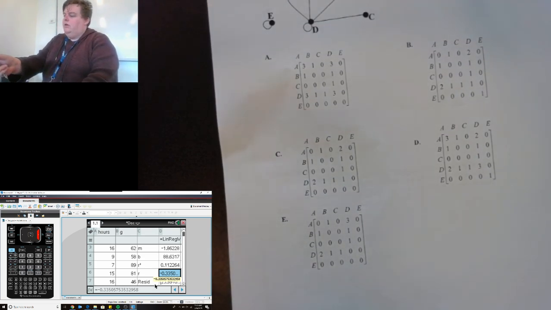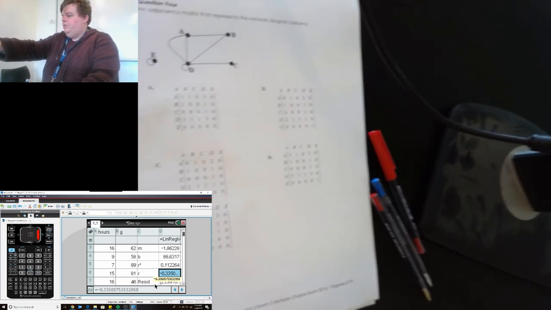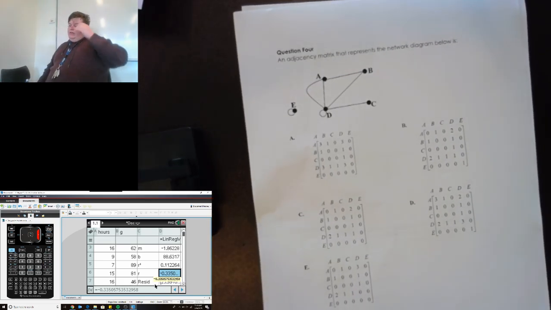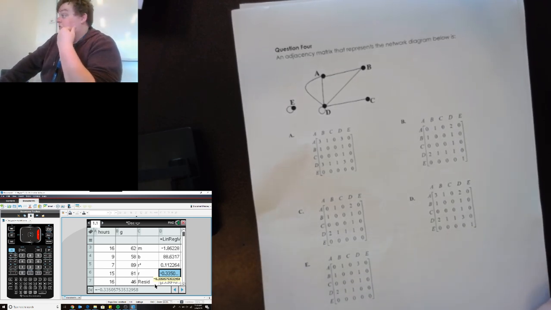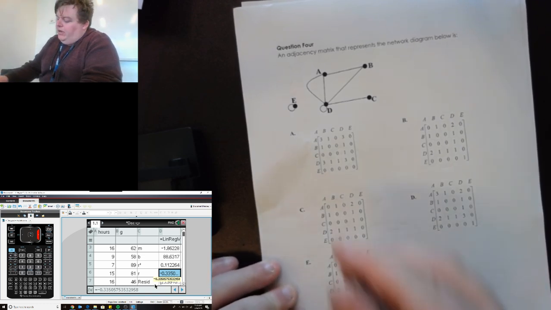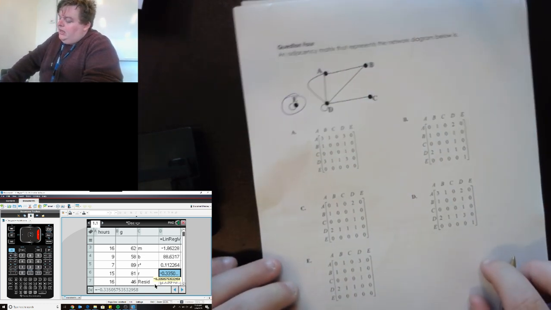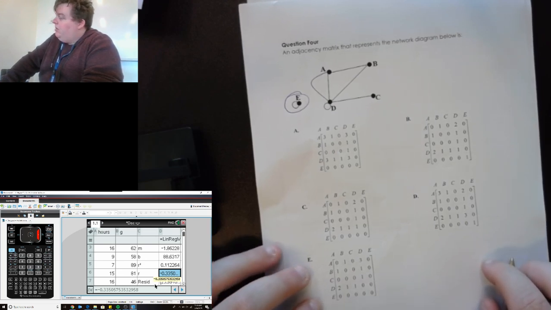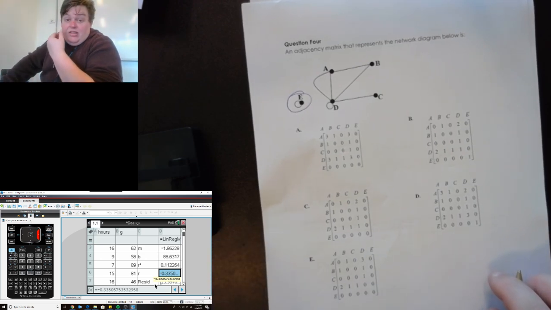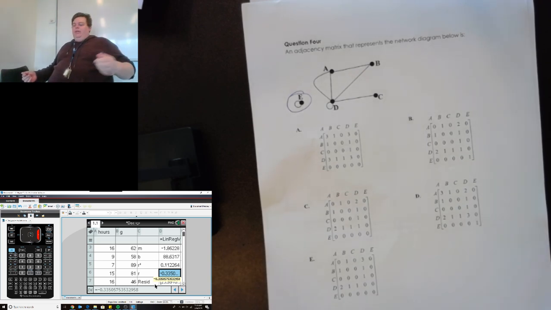This one's quite a big question, so I might need to move the camera up. All right. So it says an adjacency matrix that represents this diagram below. There's a bit going on here. So what I'm going to look for first is this funky little E over to the side, which means E connects to itself and nothing else. So I want to look for whether E has a 1 in the column for E and zeros in everything else.